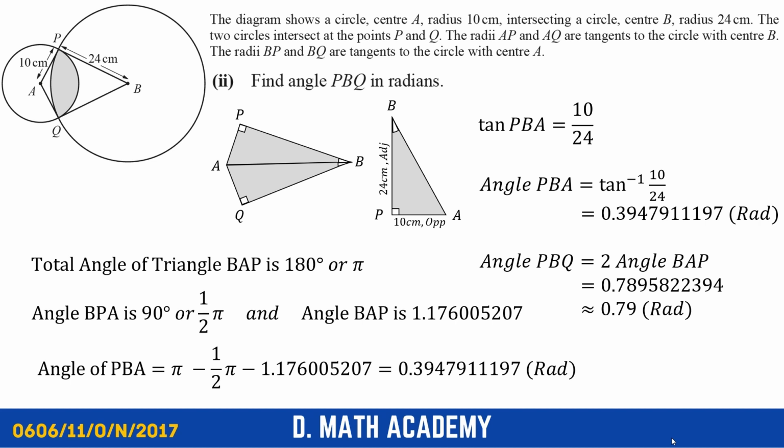And our angle BAP that we identified earlier is 1.1765207. So minusing it off, then we get 0.394791197. So this is the same as the tangent calculation we did earlier. So multiplied by 2, you will get 0.79 as well.